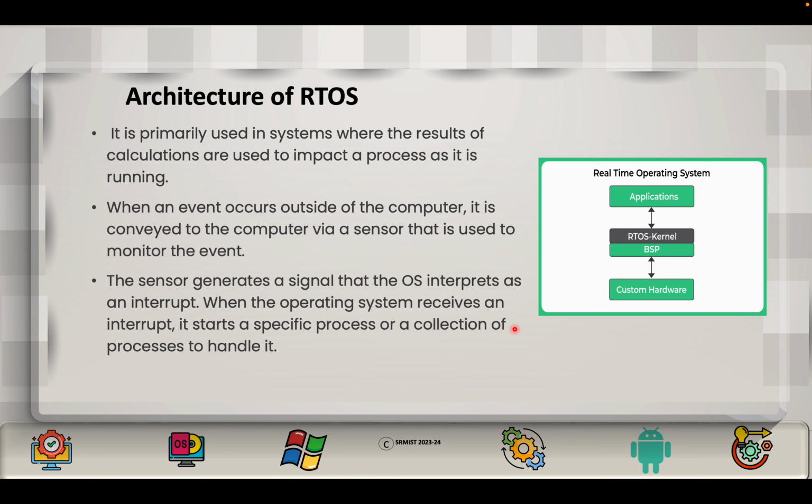First, we'll learn about the architecture of RTOS. It is primarily used in systems where the results of calculations are used to impact a process as it is running. When an event occurs outside the computer, it is conveyed to the computer through a sensor which is used to monitor the event. The sensor generates a signal that the OS interprets as an interrupt. When the operating system receives an interrupt, it starts a specific process or a collection of processes to handle it through the interrupt-driven routine.